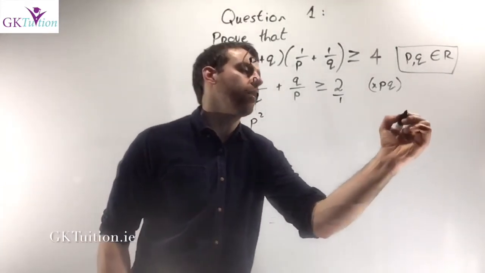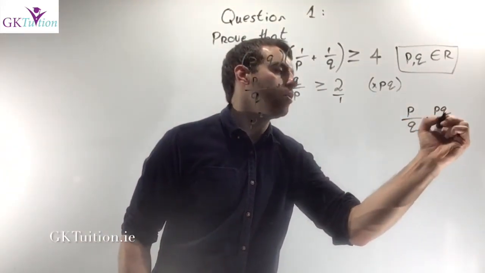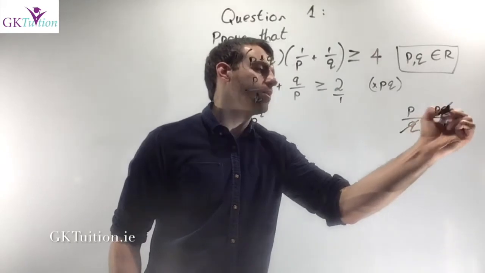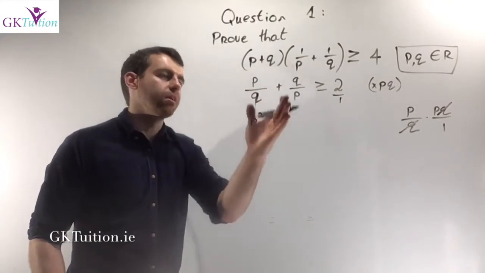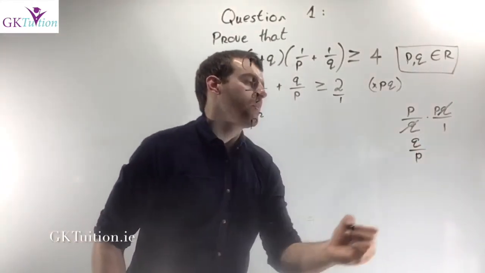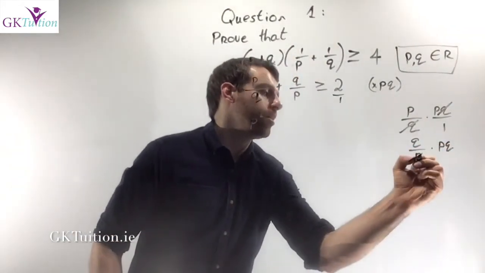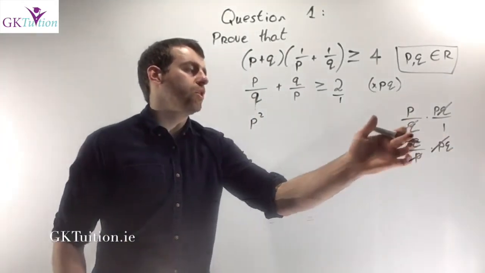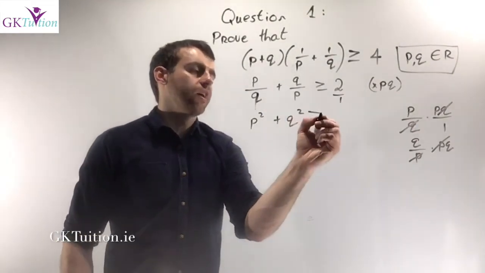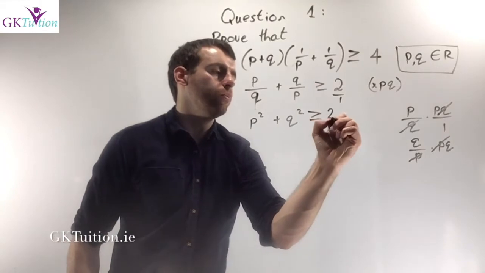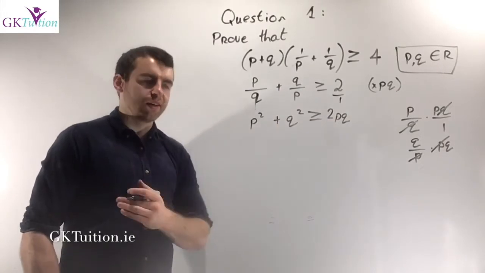If you're struggling with that, we might write it over here. I have P over Q here, and I'm multiplying by PQ over 1. So the Q on the bottom divides into the Q on the top, and I have P times P, which is P squared. I have to do the exact same thing here. Here I have Q over P, and I'm going to multiply that by PQ. If I multiply Q over P by PQ, the P on the bottom divides into the P on the top, and I'm left with Q times Q, which is obviously just Q squared. And then on the right hand side I just have a 2, so if I multiply 2 by PQ, it's simply 2PQ. And at this stage now we're in good shape because hopefully you'll recognise this.